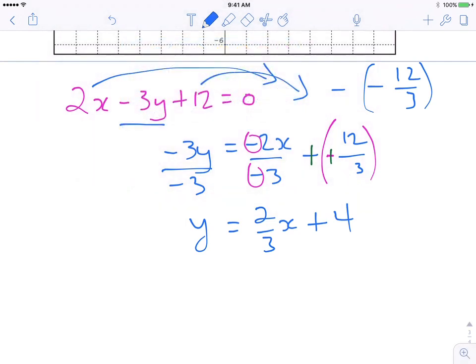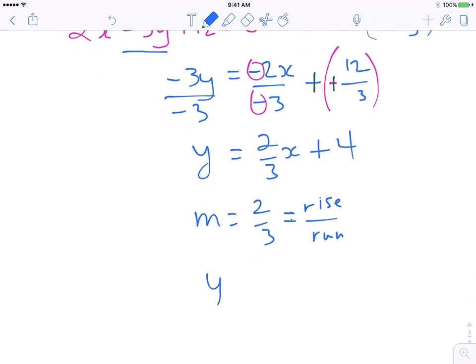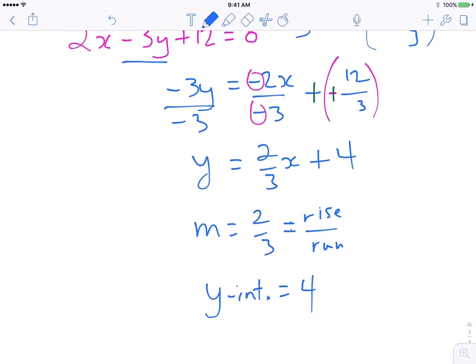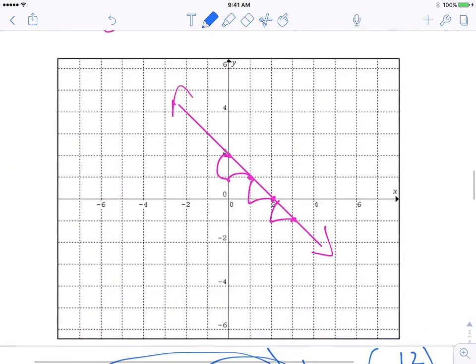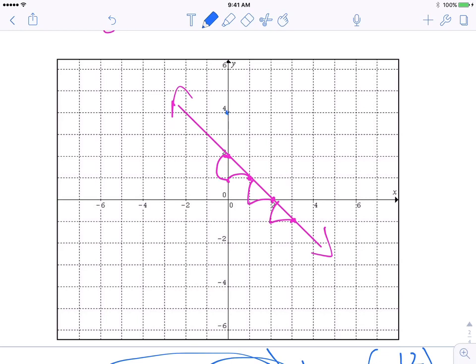Okay. And so our slope is 2/3. Again, that's rise over run. And our y-intercept is positive 4. So that's where we're going to start, at positive 4. Our rise and our run are both positive. So this tells us to go up 2, and this tells us to go right 3. So we start at 4, and it tells us to go up 2, right 3.